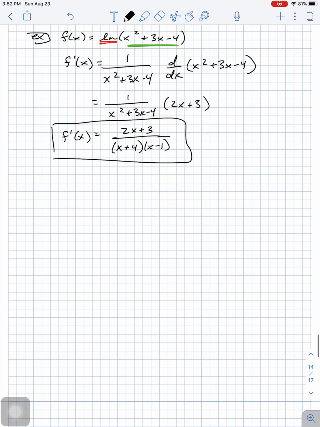One more example of those. Yeah, I'll do one more example and then we'll kind of speed up a little bit. There's some examples in the book if you need more.